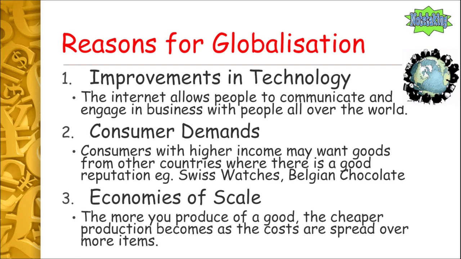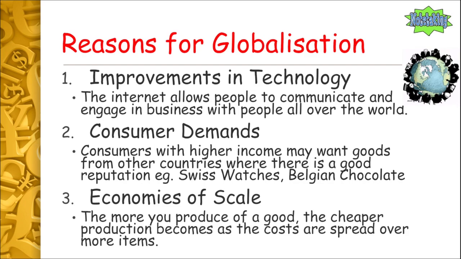Economies of scale. That's a very fancy term. That basically means that the more you produce of something, the cheaper production becomes, as the costs are spread over more items. So if you think about it, there's two levels. One, there's the idea of bulk buying. So the more you buy of something, the cheaper a price you're going to get of it.